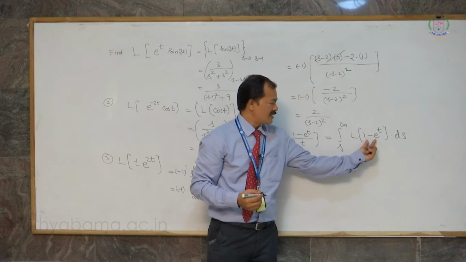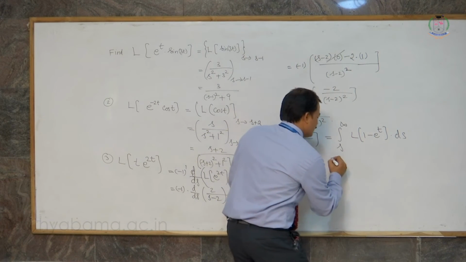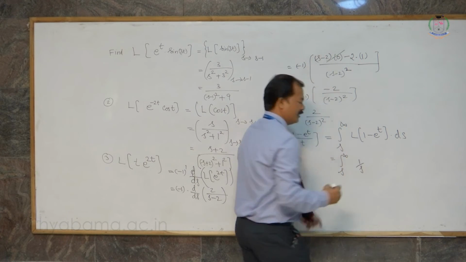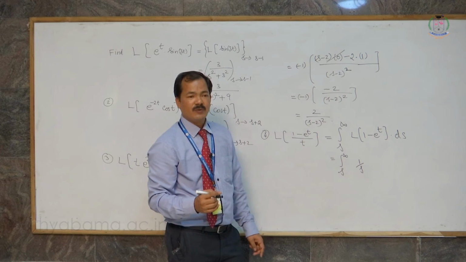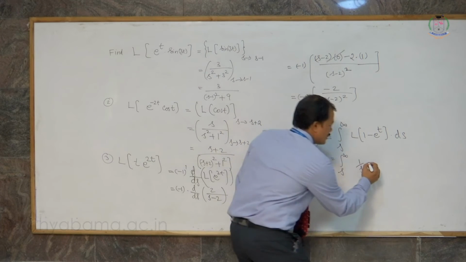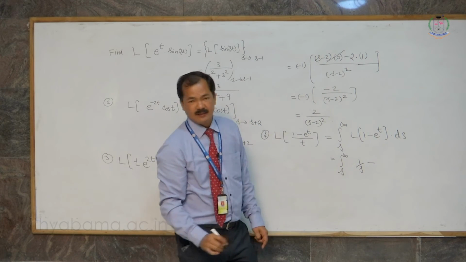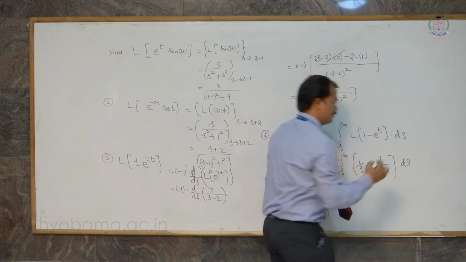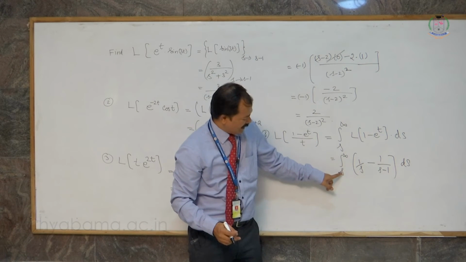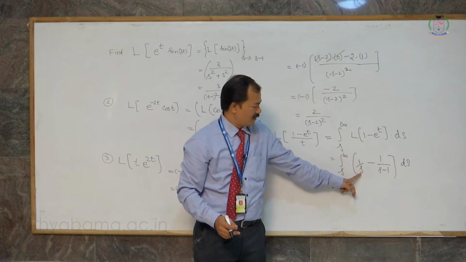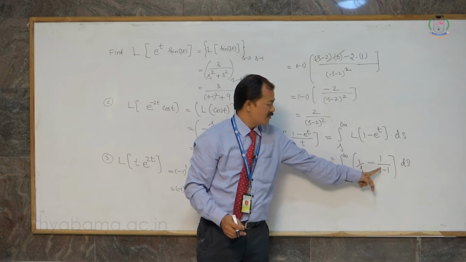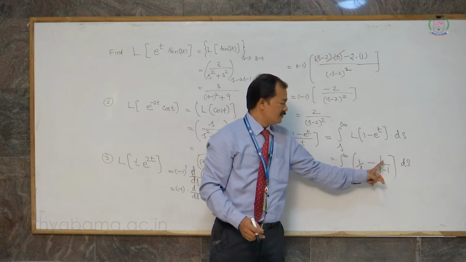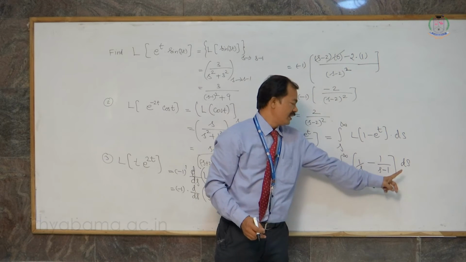Again look at this integrand, Laplace transform 1 minus e power t. That is equivalent to integral s to infinity, Laplace transform of 1, it is 1 upon s, minus Laplace transform of e power t, 1 upon s minus 1, into ds. We know that integral of ds upon s is log s. Similarly, integral of ds upon s minus 1 is log of s minus 1.